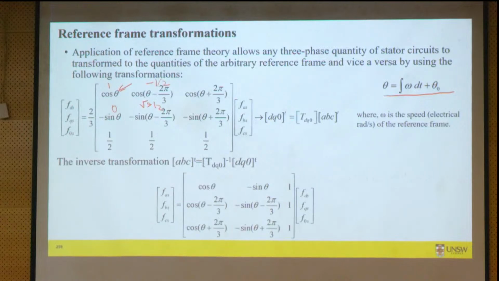If we do the synchronous reference frame, then this theta comes from your electrical synchronous speed. So omega is simply 2 pi f, or theta is your rotor position, but the electrical rotor position. We have to remember this is the electrical rotor position. The encoder gives you theta m, so we multiply it by pole pairs to get theta electrical, which we use in this matrix to do our transformation.